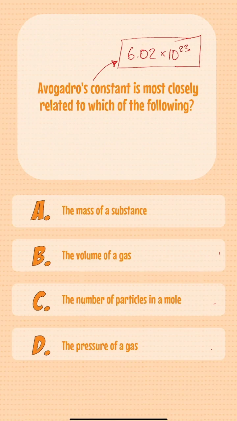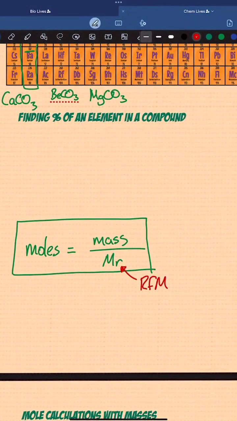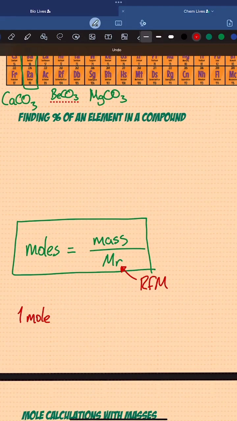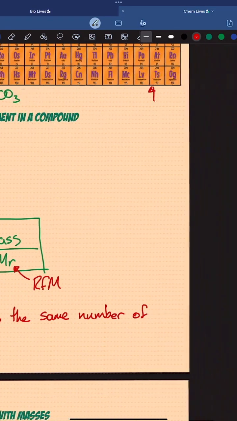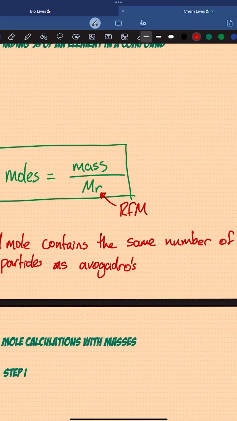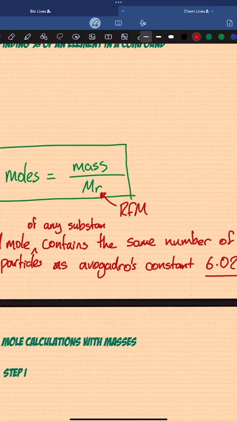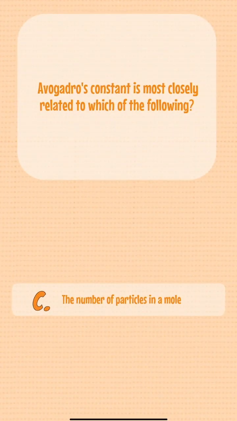C, most people are typing in C. Yes, that's the definition of a mole. The definition of 1 mole is that 1 mole contains the same number of particles as Avogadro's constant, which is 6.02 times 10 to the 23. So 1 mole of any substance contains the same number of particles as Avogadro's constant, and most of you have typed C as the answer, particles in 1 mole.